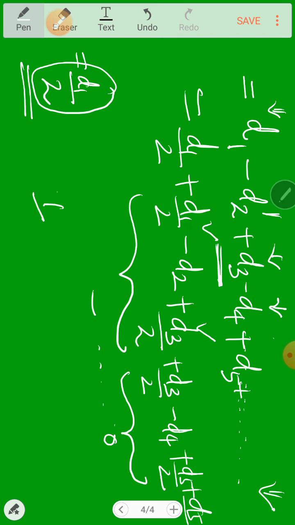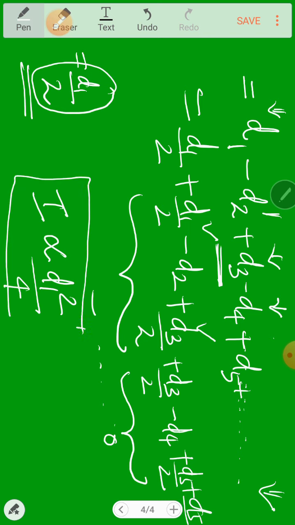Intensity is the square of amplitude. Intensity is D1 square by 4. And this happens when all the zones are present. If all the zones are present, we get this value. That is, the total amplitude will be equal to half of the first zone, and the intensity will be the square of this term. Intensity is proportional to D1 square by 4.